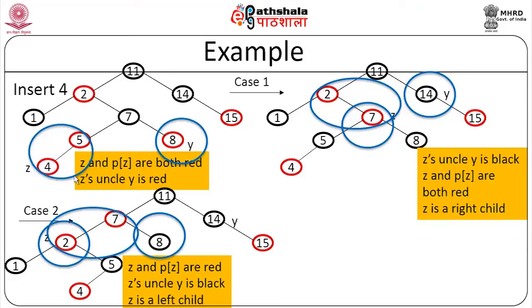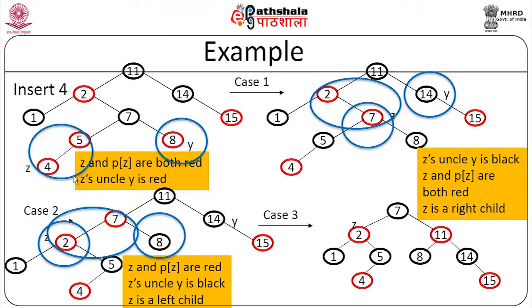Its uncle is black, and z is a left child. So, with those conditions we go to case 3. In case 1 we had some conditions, in case 2 we had a condition, now we come to case 3. When we come to case 3, what happens? We have that case 3 condition where 2 is the z, and we have to do a rotate and things like that, and we get the final tree this way.